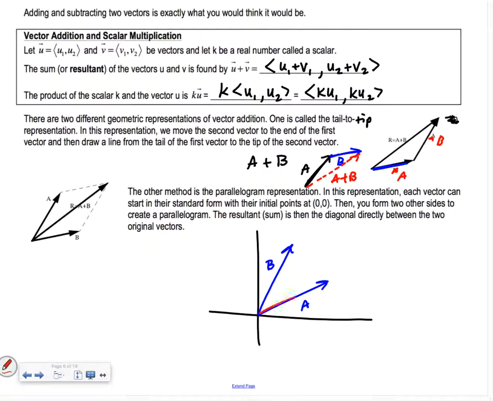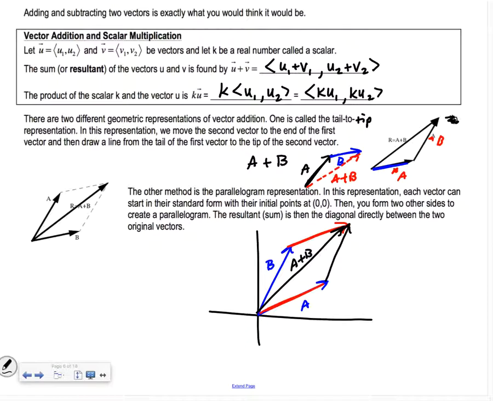What you do is you move A over here, but you also move B over here. And then the resultant ends up being directly in between. It's right here. This is A plus B. But it's exactly the same as what we just did on the other one. Does that make sense? It's just a different drawing.